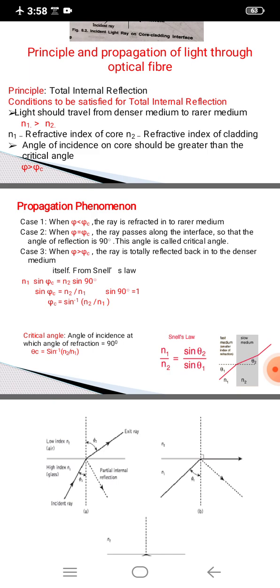Sin 90 degree is 1. Therefore, sin θc is equal to n2 by n1. So we can write θc is equal to sin inverse of n2 by n1. This is the formula for calculating the critical angle of a given optical fiber.